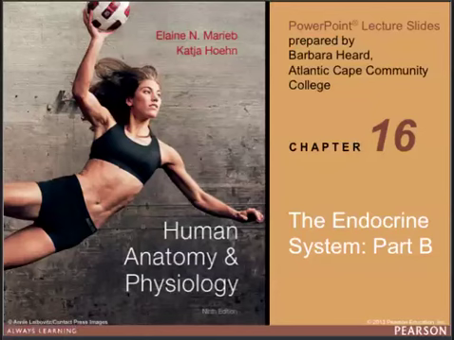Okay, guys, this is the last chapter of the term, chapter 16, the last portion of the endocrine system, and what we're going to do is take a tour of some of the major endocrine glands and describe their functions.